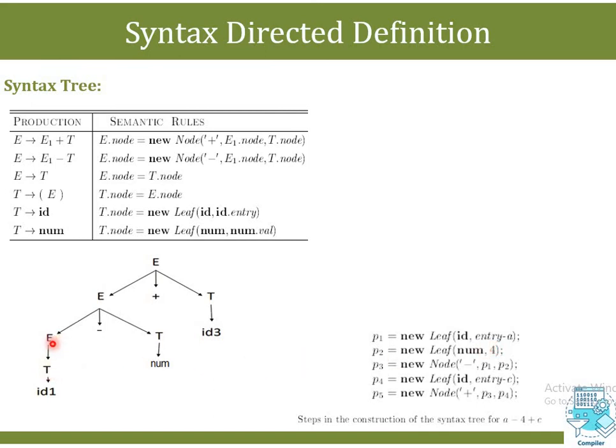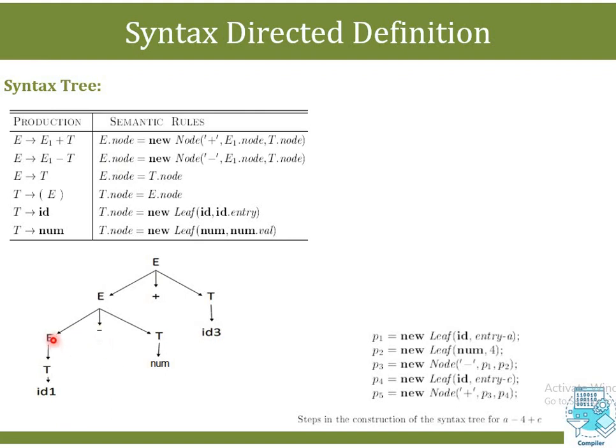Next, we have created a node because of the production T tends to id. Next is E tends to T. When you have E tends to T, you are not creating a node; the node is already created, and that reference is available in T.node. That reference you are just assigning again to E.node. So as of now we have created one node.